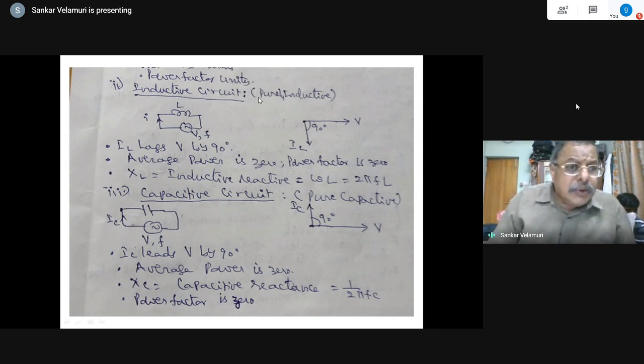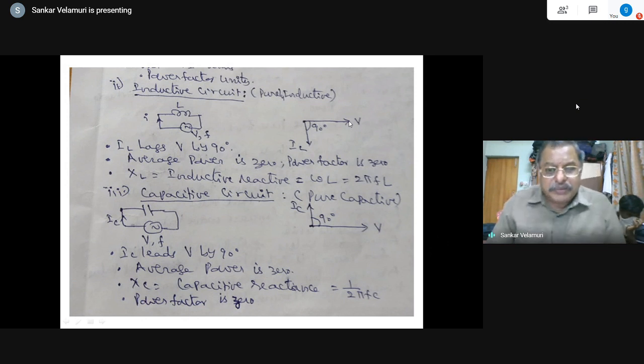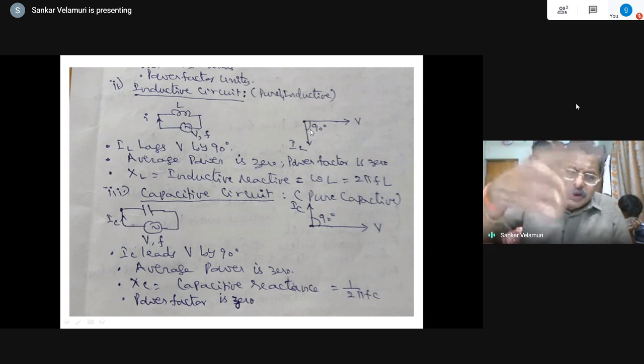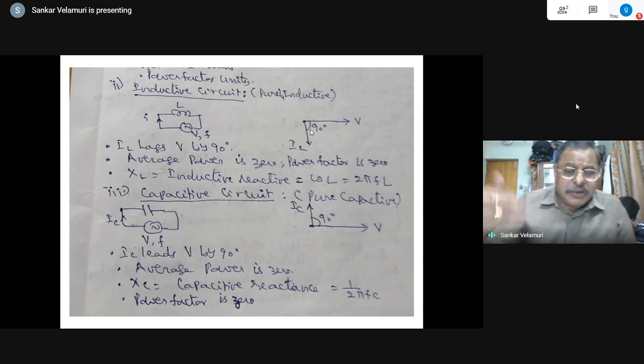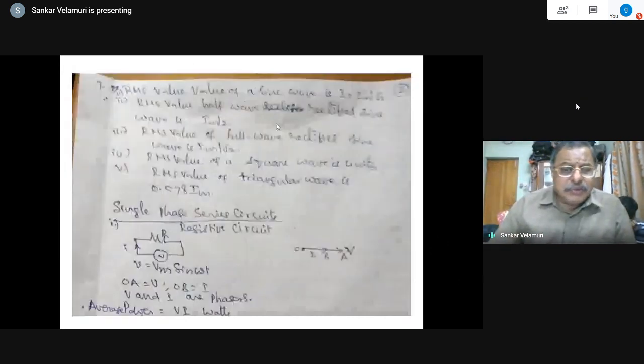So, it is well known that current lags the applied voltage by 90 degrees. With the voltage taken as the reference phasor, current lags behind. Lagging quantities are shown clockwise, leading quantities are shown anti-clockwise. Leading is in the first quadrant and lagging quantities in the fourth quadrant.